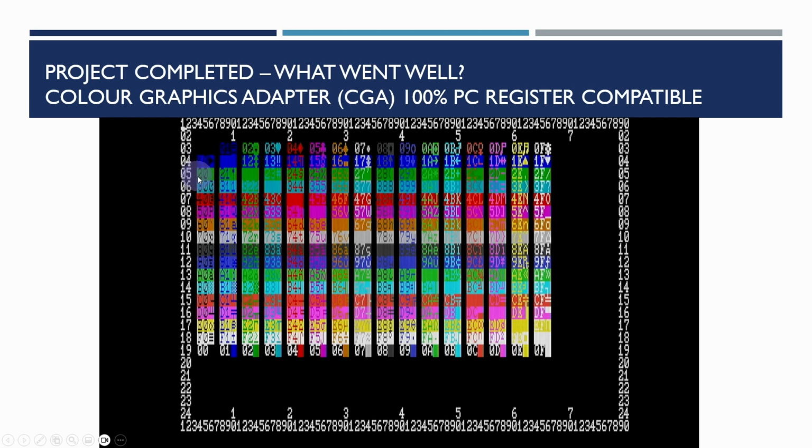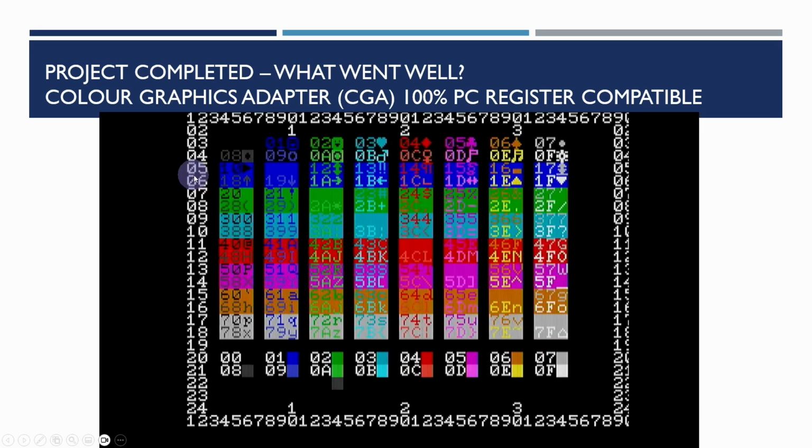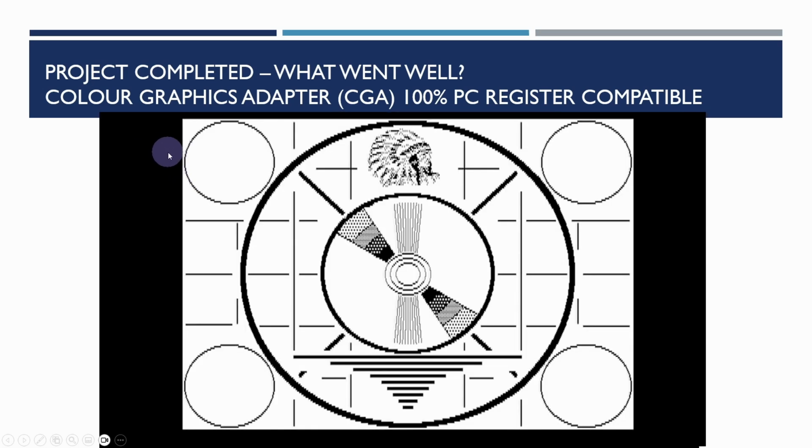So this is the 80x25, then we've got the 40x25, then this is the 640x200 high-res graphics mode in 2 colours, and that is also what is used by Windows 1, 2 and 3, which is why you'll see with CGA graphics you'll only get black and white in Windows. And again, this is 100% PC register compatible.